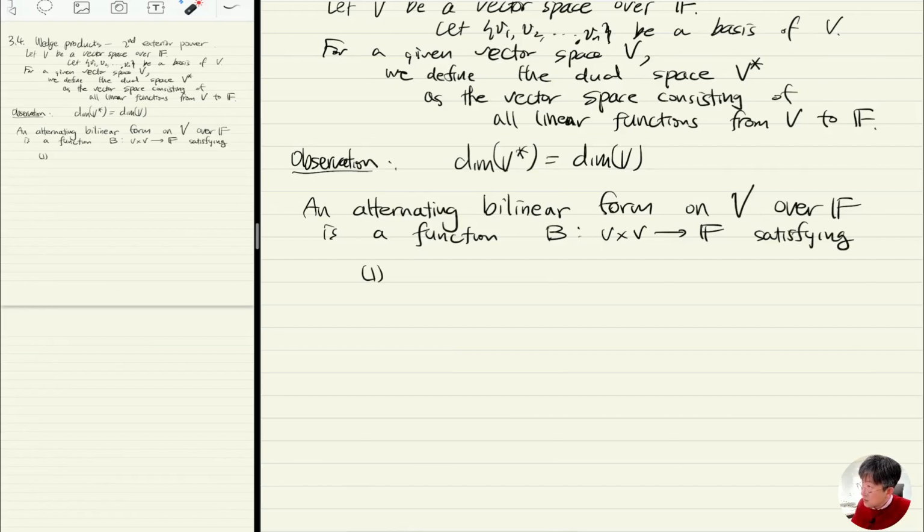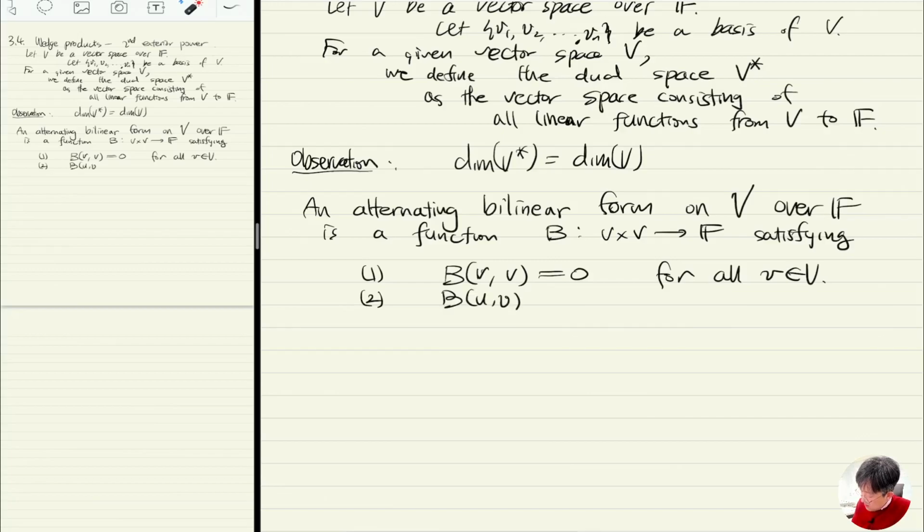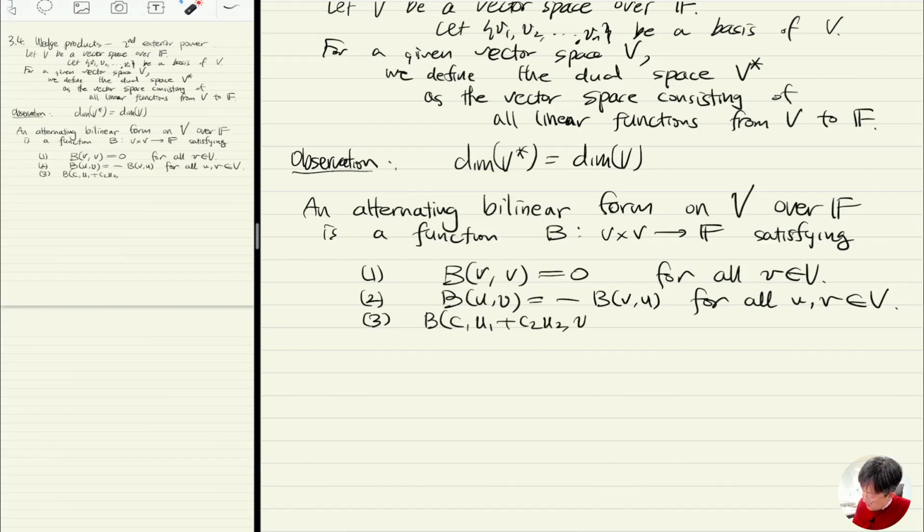The first property is when you put the same thing in both arguments, then it's 0. The second property is when you put u and v, and you swap the order, then you get the negative sign. And the third property is linearity: B of c1 u1 plus c2 u2, and v, is the linear combination of B of u1, v and B of u2, v.